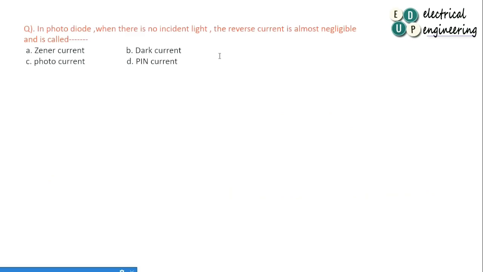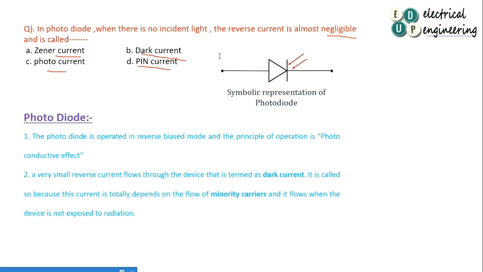Now come to the next question. In photodiode, when there is no incident light, the reverse current is almost negligible and is called, the options are Zener current, dark current, photocurrent or pin current. Now know about the photodiode. Photodiode is a special type of diode. When light is incident to the diode, then it starts conducting. The photodiode is operated in reverse biased mode.